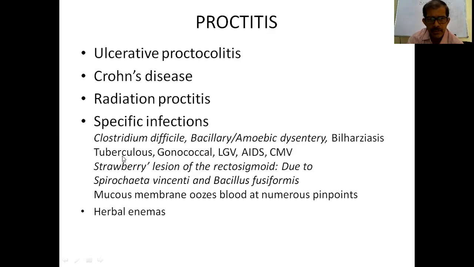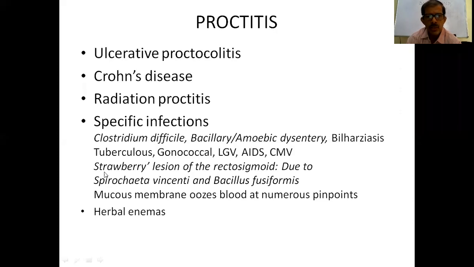Anal canal and rectum tuberculosis will result in multiple fistula formation. So whenever there are multiple fistulae, you have to suspect anorectal tuberculosis. And in fact, it's a good habit to send the fistulous tract for biopsy so that tuberculosis can be excluded. Of non-healing fistulas, about 15% to 20% are due to tuberculosis. Then of course, gonococcal, LGV, AIDS, cytomegalovirus, all these are there.